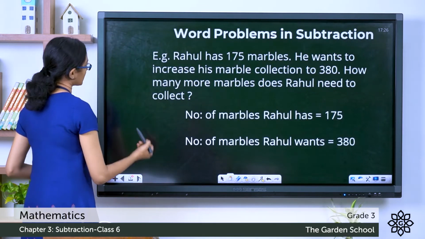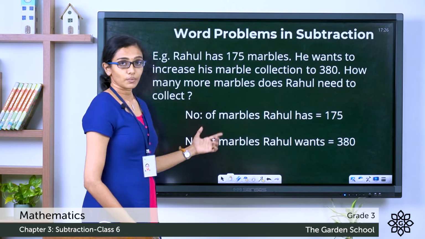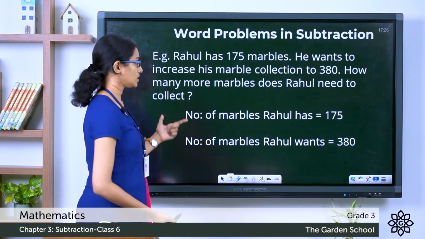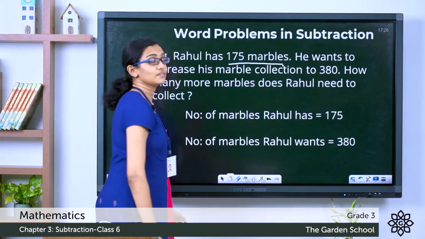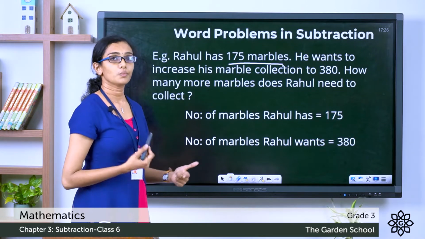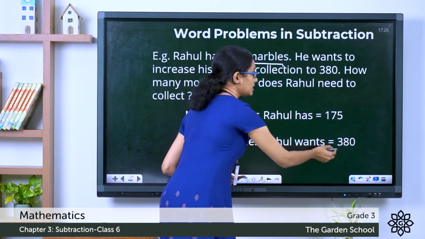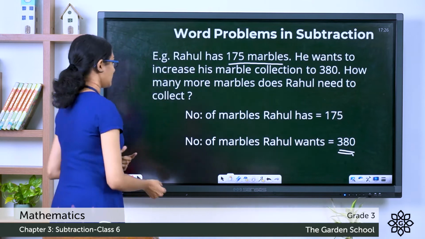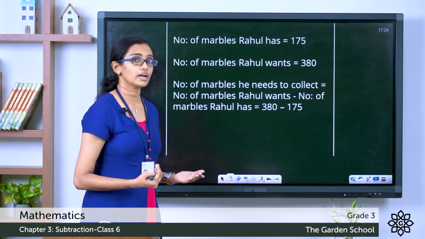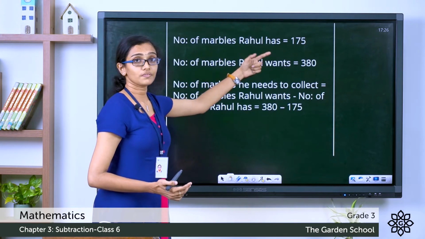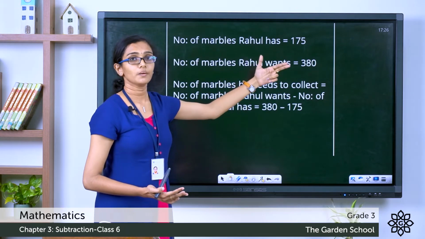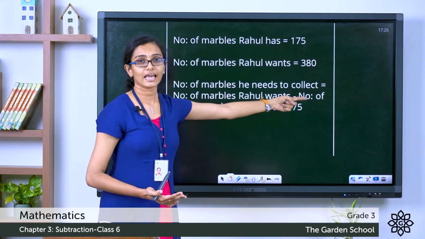So let's write the steps for this word problem from the data given in the question. The number of marbles Rahul has is 175 marbles, and the number of marbles Rahul wants to have is 380. Now we have to find out how many more marbles he needs to collect so that his 175 marbles, the number of marbles that he already has, can be made up to 380 marbles.